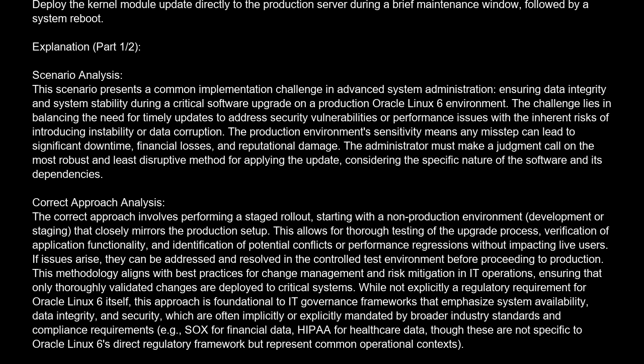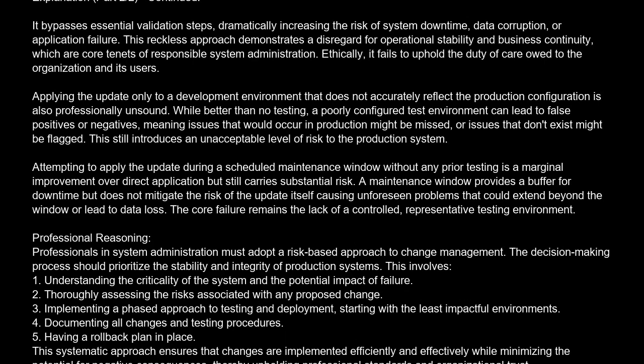Incorrect approaches analysis. Directly applying the update to the production environment without prior testing is a significant professional failure. It bypasses essential validation steps, dramatically increasing the risk of system downtime, data corruption, or application failure. This reckless approach demonstrates a disregard for operational stability and business continuity, which are core tenets of responsible system administration. Ethically, it fails to uphold the duty of care owed to the organization and its users.